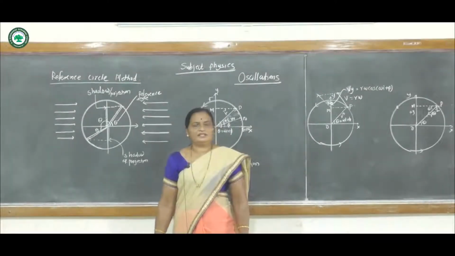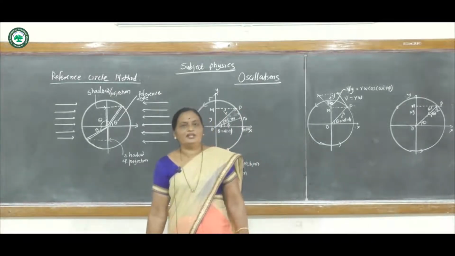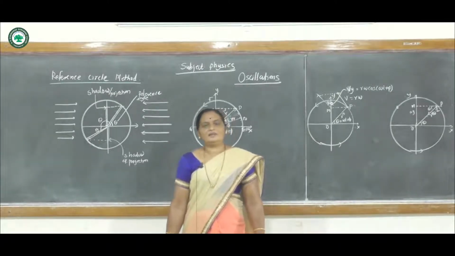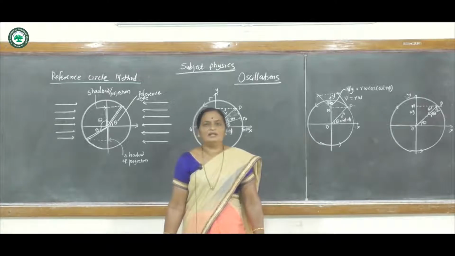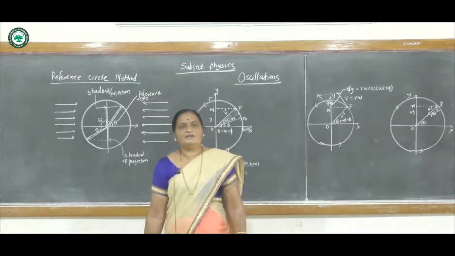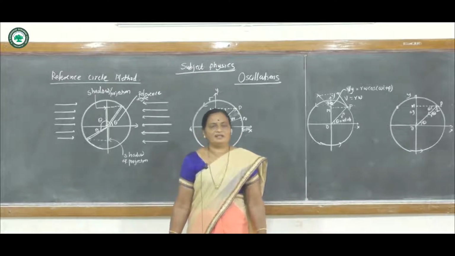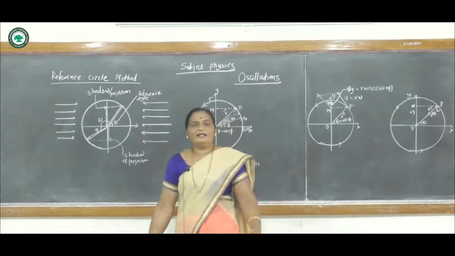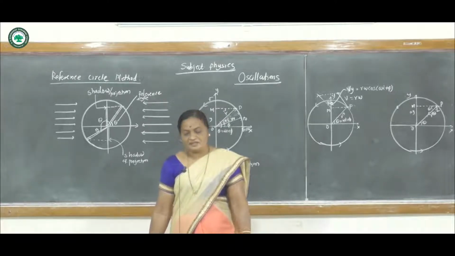Hello friends, we start the chapter Oscillation. In the previous lecture, you saw periodic motion, oscillatory motion, simple harmonic motion, then linear simple harmonic motion and angular simple harmonic motion definitions. Then, in the previous lecture, we saw the expressions for velocity, acceleration and displacement by the calculus method. Today's lecture, we find the value of displacement, velocity and acceleration by the reference circle method.